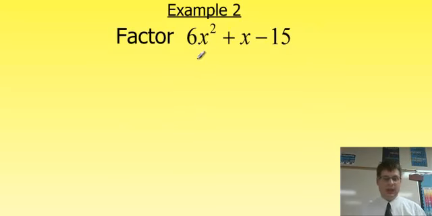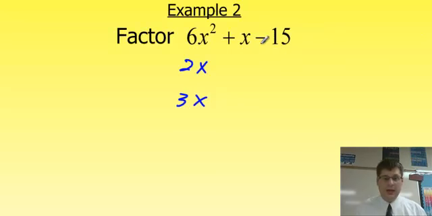So I'm going to factor 6x squared plus x minus 15. Okay, so in this case, I'm going to ask myself, well, what times what is going to give me 6x squared? I could go with 2x and 3x, or 6x and x. I'm just going to try 2x and 3x. I don't know if that's going to work. Maybe it will, maybe it won't.